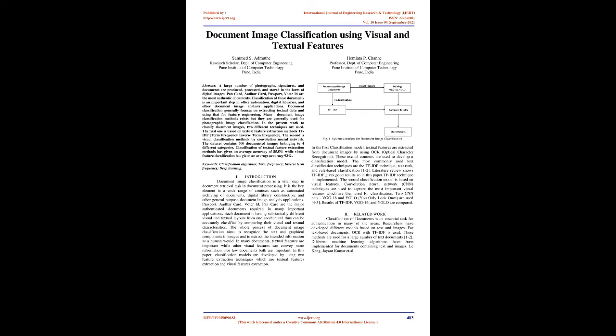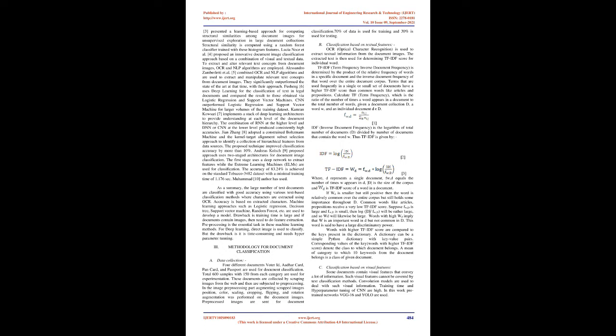Related work. Classification of documents is an essential task for authentication in many areas. Researchers have developed different models based on text and images. For text-based documents, OCR with TF-IDF is used. These methods are used for a large number of text documents 1-2. Different machine learning algorithms have been implemented for documents containing text and images.